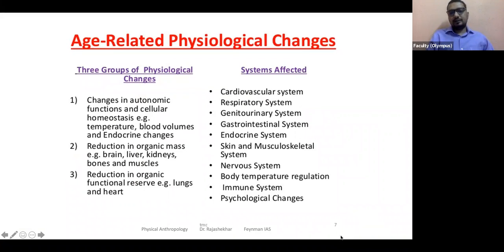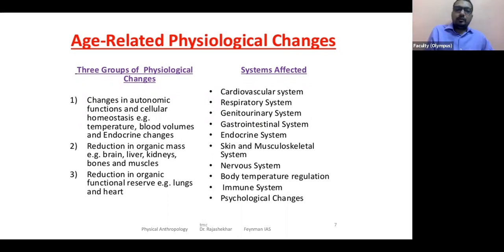Okay, what are all the systems affected, which I already talked to you? Different systems in the body: cardiovascular, respiratory, gastrointestinal system or digestive system, endocrine system, hormonal system, skin. Skin foldings are common with aging. Nervous system, so memory loss, being able to process, like how old machines, computers work slowly, right? Because the process speeds are weak.